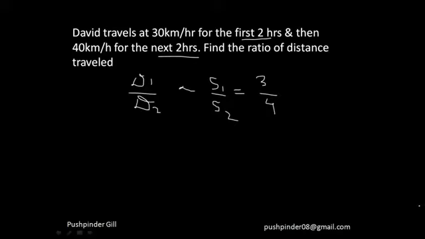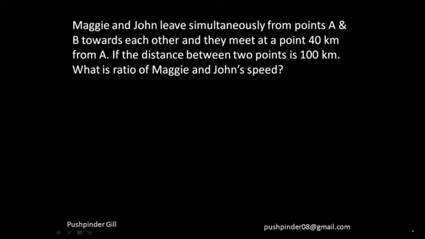Fine. So it's pretty simple for you to solve, because the time is constant and we have to calculate the ratio of distance, which would be directly proportional to the ratio of their speeds. Fine. So this was about it. Let's see the next one.